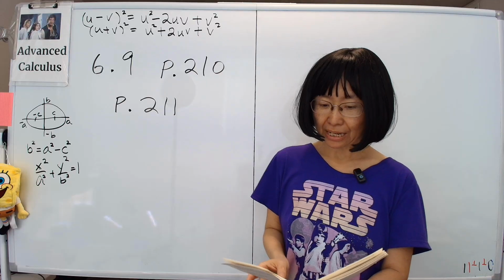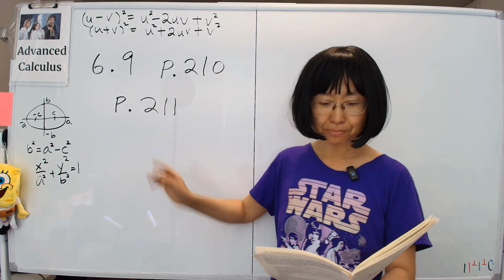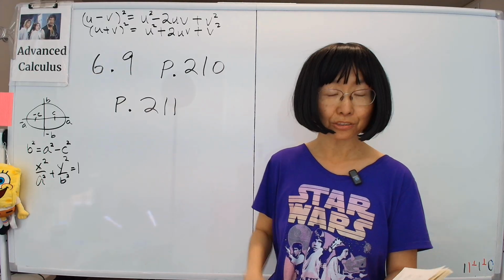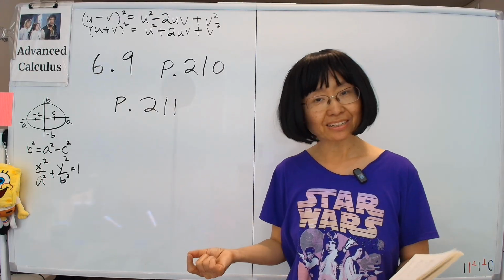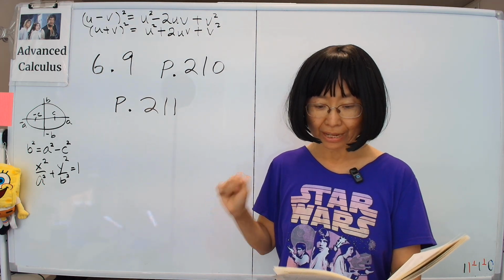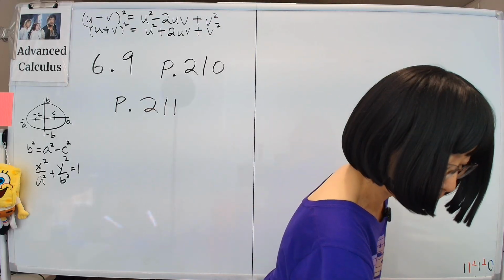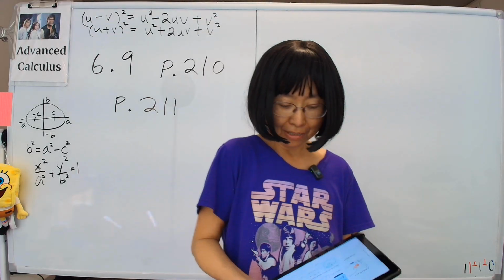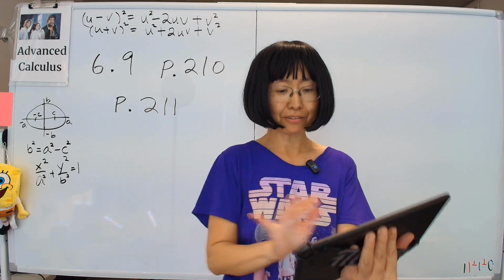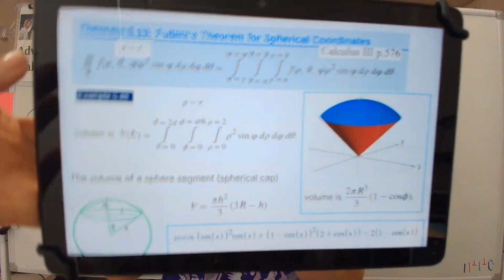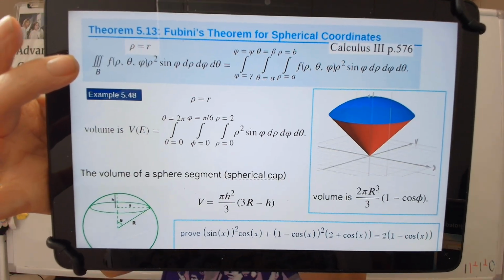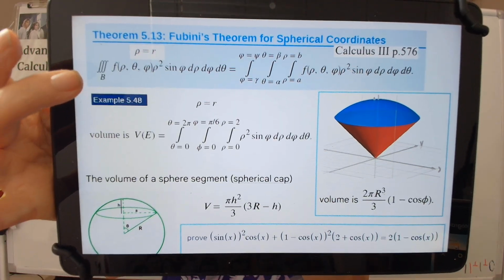Continuing on page 211, let's look at theorem 7. What is this? This is just saying that the triple integral is the same as the iterated integral in spherical coordinates form. Now we have already done this in basic calculus. Let me show you where I got this thing. To refresh your memory, this is from calculus 3, where it says, remember this thing?